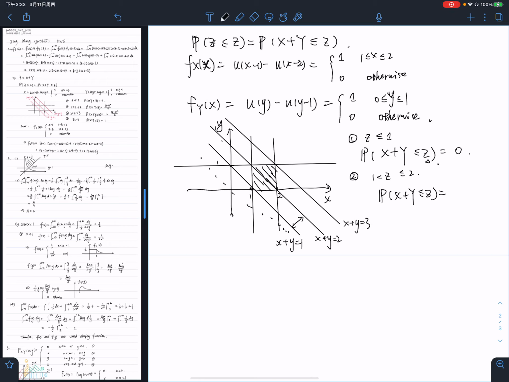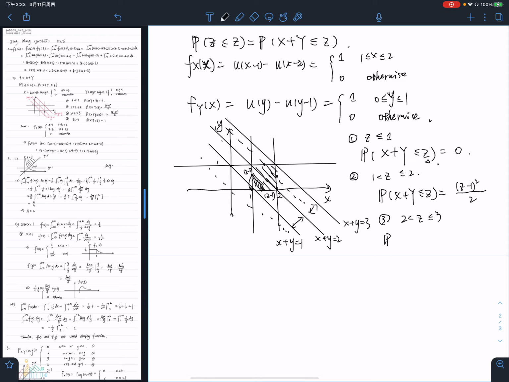Then the line will cross, and we want this area. This side is z minus 1, and this side is also z minus 1. The area should be the square of z minus 1 over 2. And if z is larger than 2 and smaller than 3, the line should be in between this area.